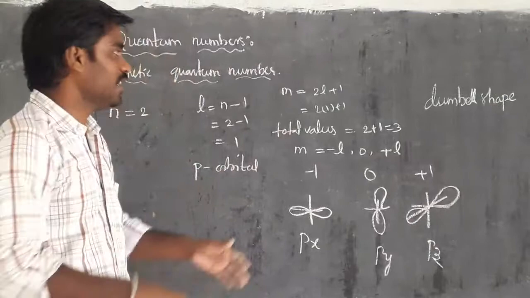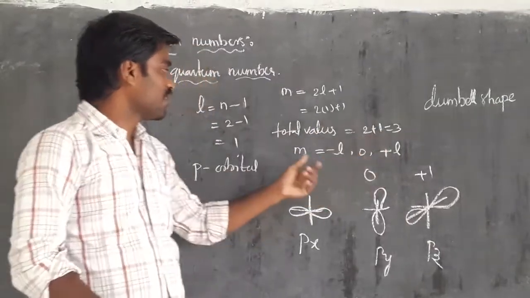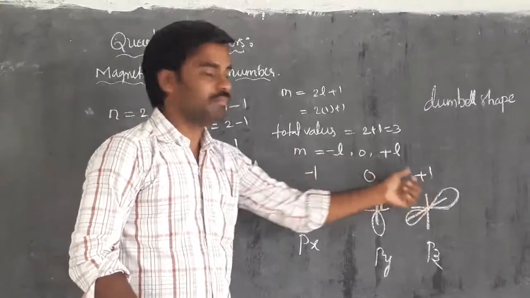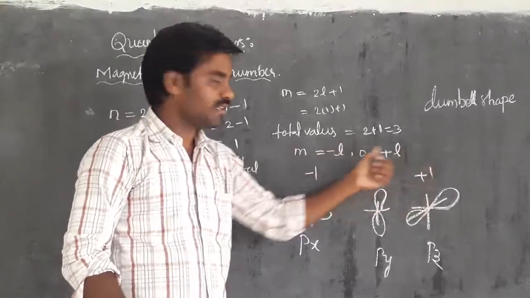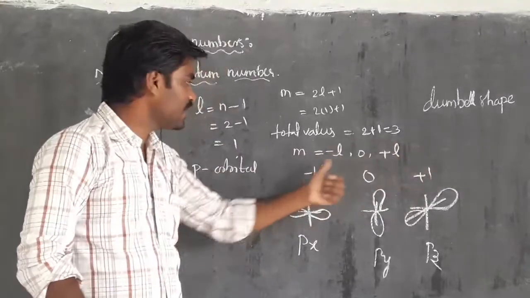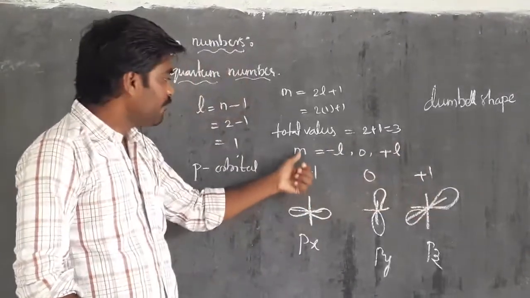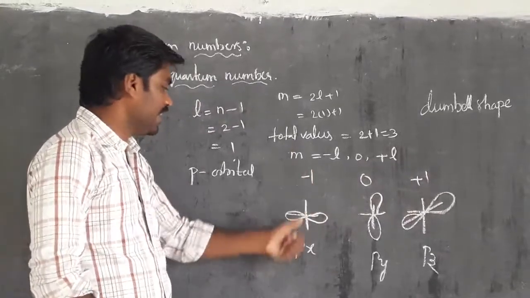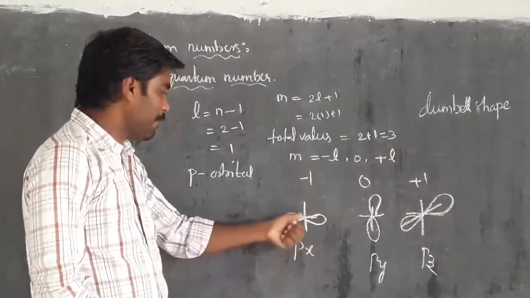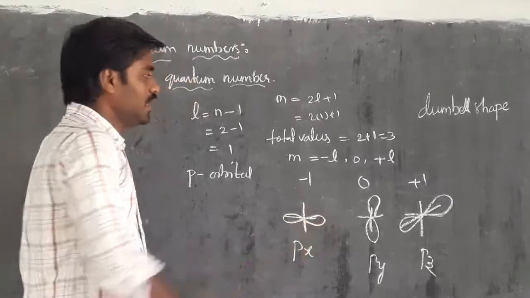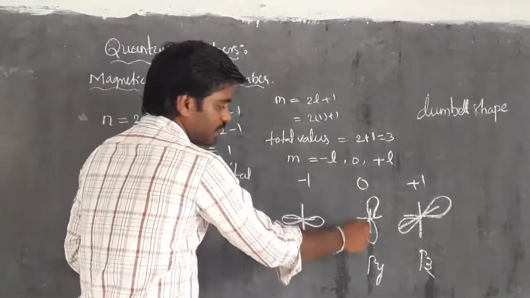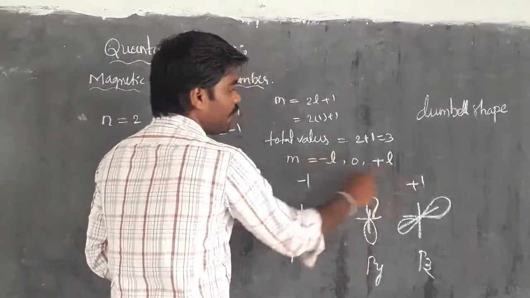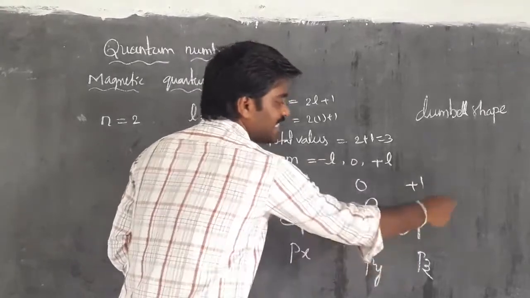Then how are the orbitals? The m values are minus 1, 0, plus 1, because m values are integers from minus l to plus l. If m is equal to minus 1, the value indicates the px orbital, a dumbbell shape on the x axis. If m is 0, the dumbbell shape is on the y axis, meaning py. If m is plus 1, the dumbbell shape is on the z axis.